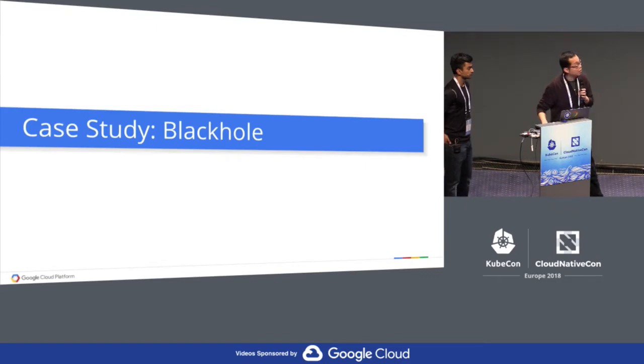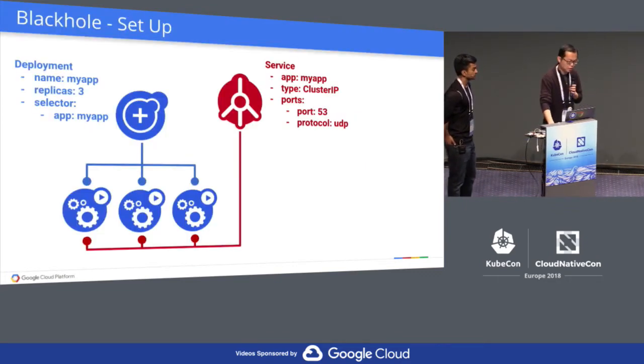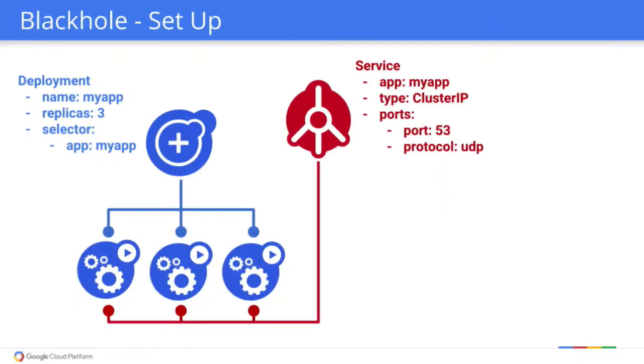So first case, it's a black hole. Let me explain the setup a little bit. It's a service with 3 backends, and the deployment has three replicas. This service is actually a UDP service with port 53. It looks very suspiciously similar to kube-dns.